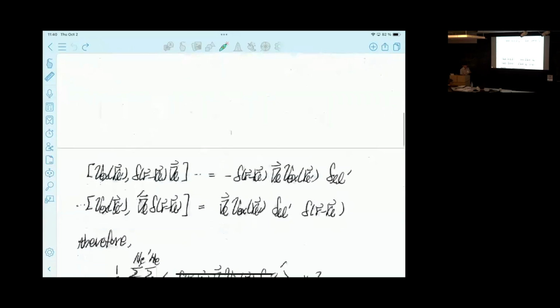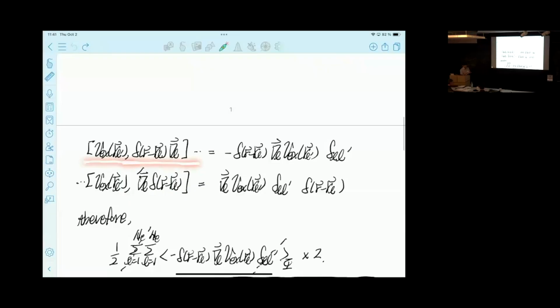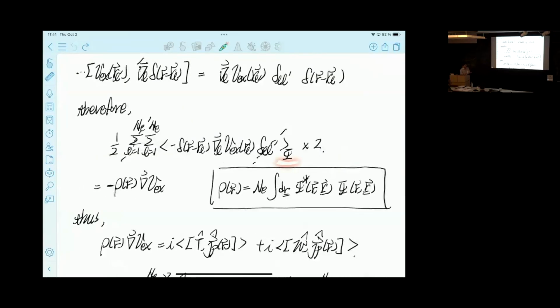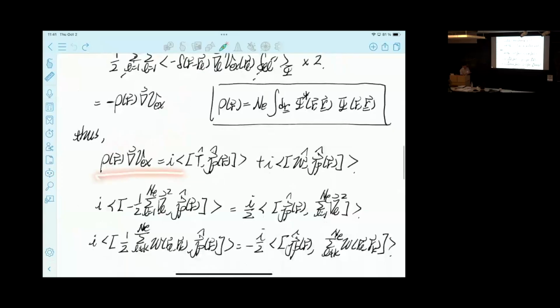For this, the first term is this commutator. In order to compute this commutator, we take the second part, operate on the first part, and there's a minus sign. So you get this one. And the other term is very similar. So at the end, you take the expectation value for the exact wave function, and you can compute the density using this, and then at the end you get this one. So this is the local force balance equation you get. Okay, good.